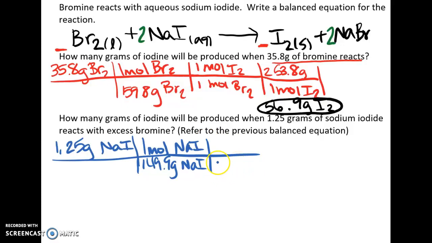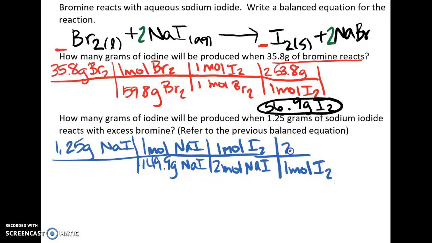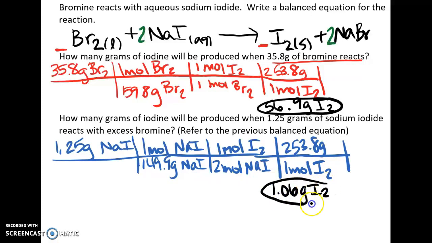Then I'm going to look at my balanced chemical equation to get my mole ratio between sodium iodide and iodide. And then I'm going to get that back to grams by using the molar mass of iodide. And on your calculator, we want 3 sig figs, so 1.06 grams of iodide is what you should be getting.